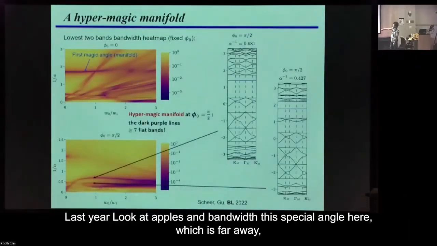So this is just another scan versus W0 and W1 at phi naught equals pi over 2.